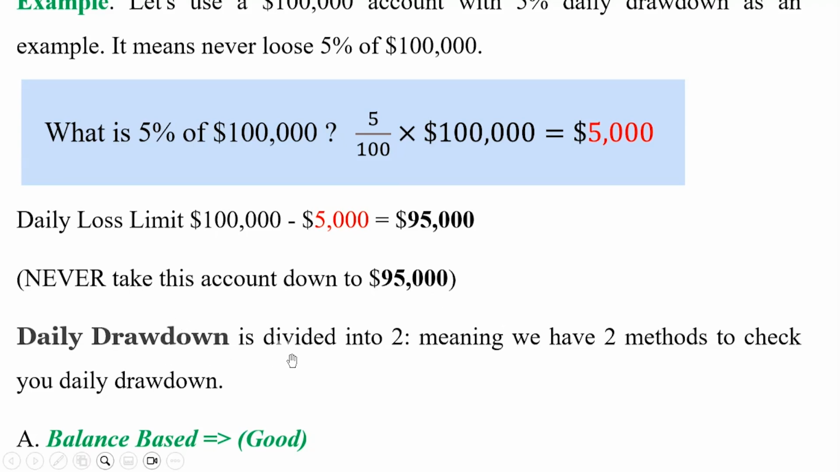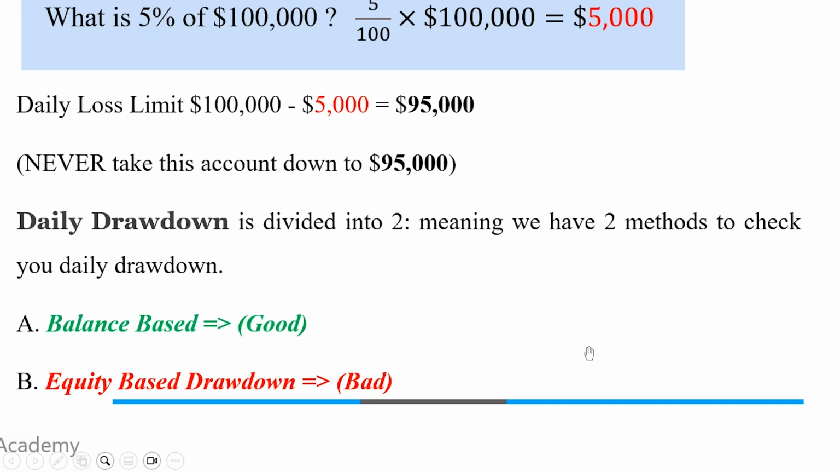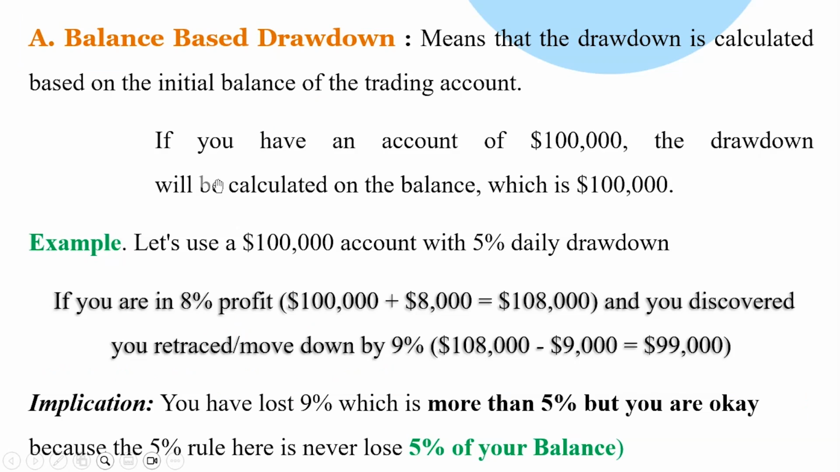So daily drawdown is divided into two, meaning we have two methods to check your daily drawdown. The first method is using balance based, and second one is equity based drawdown. So let's go check out what they mean. So we have balance based drawdown here. It means that the drawdown is calculated based on the initial balance of the trading account.